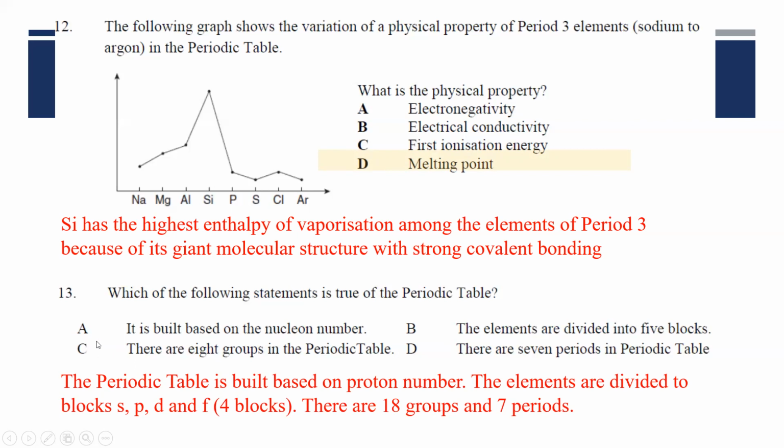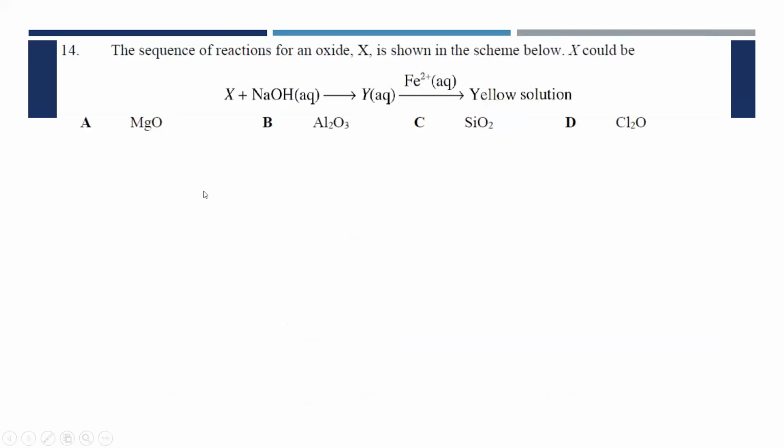Let's say in terms of group 1, you have hydrogen, lithium, sodium, and so forth. Okay, so with that, that is how you answer question number 13. Immediately we go to question number 14.